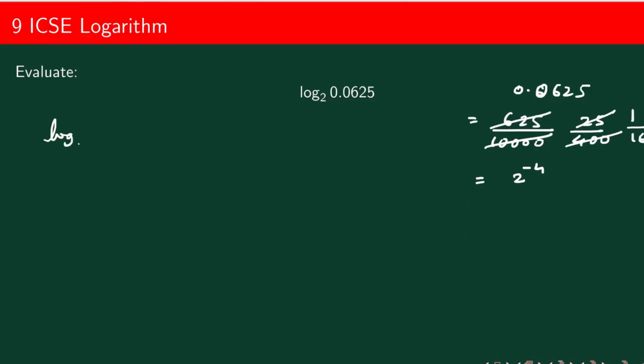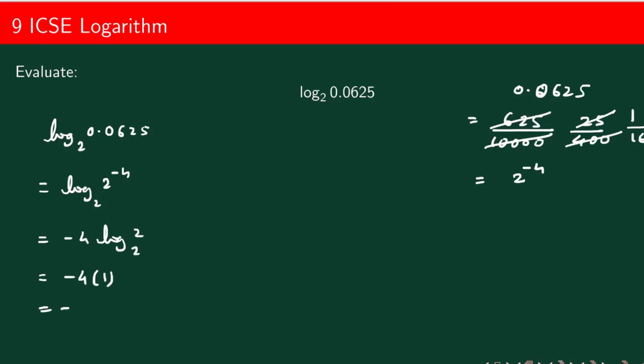So when we have log of 0.0625 to the base 2, it is 2 raised to minus 4. That is minus 4 log of 2 to the base 2. Minus 4 into 1, the answer is minus 4. Let us go to the next question now.